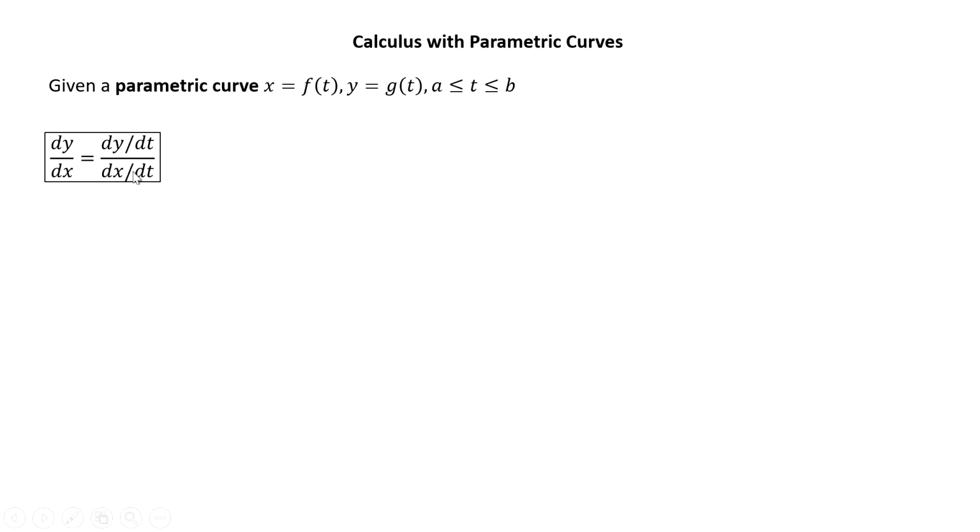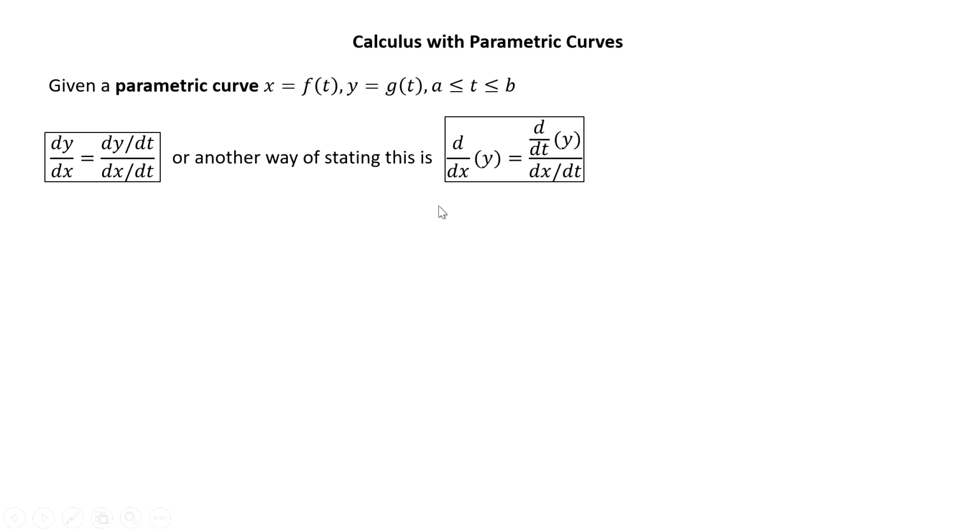End of the story. Can you find dy/dt? Of course you can, because y is equal to g of t, so y prime or dy/dt should be g prime of t. Right? Similarly, dx/dt should be f prime of t. That's it. As simple as that.